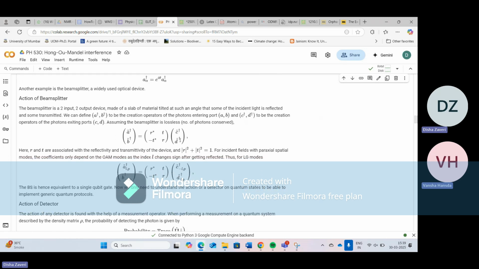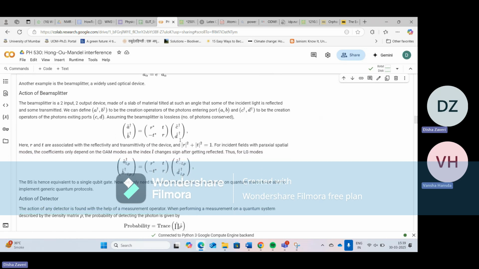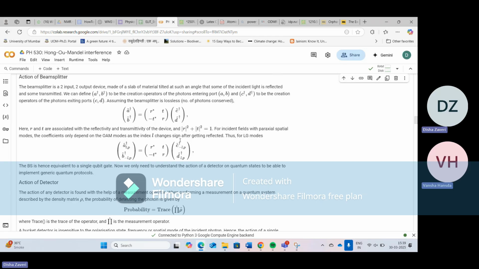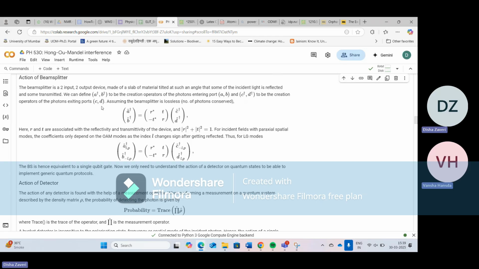The one that is going to be relevant to us, however, is the beam splitter. So I think we've already derived in class, but essentially, when you consider A dagger and B dagger to be the creation operators of the photons entering port A and B of a beam splitter, and C dagger and D dagger to be the creation operators of the photons exiting the port C and D.